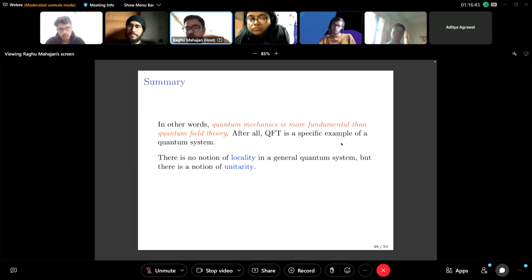And there is no notion of locality in a general quantum system, but there is a notion of unitarity. Unitarity just means this reversibility in time. So, that is the perspective that we have, that it's the positions and what is nearby to what gets messed up. So the distances get messed up, but it's still true that motions can be run backwards in time.